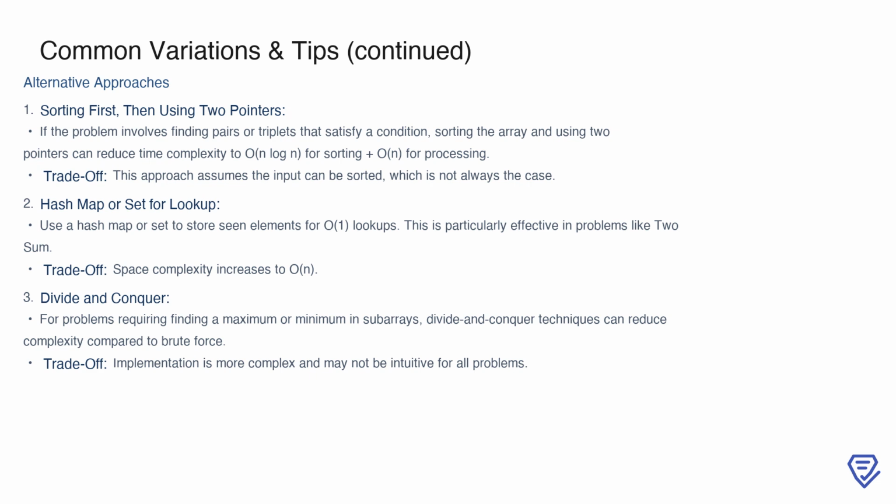Another alternative is to use a hash map or set for quick lookups. This is particularly useful for problems like 2-sum, where you need to check if a complement exists in constant time. The trade-off, of course, is an increase in space complexity to O(n). Lastly, divide and conquer techniques can be applied to problems that involve finding maximum or minimum values in subarrays. These approaches can reduce complexity compared to brute force but are often more complex to implement and may require a deeper understanding of recursion. Each of these methods has its strengths and trade-offs, so it's important to choose the one that's best suited to the specific problem constraints and requirements.